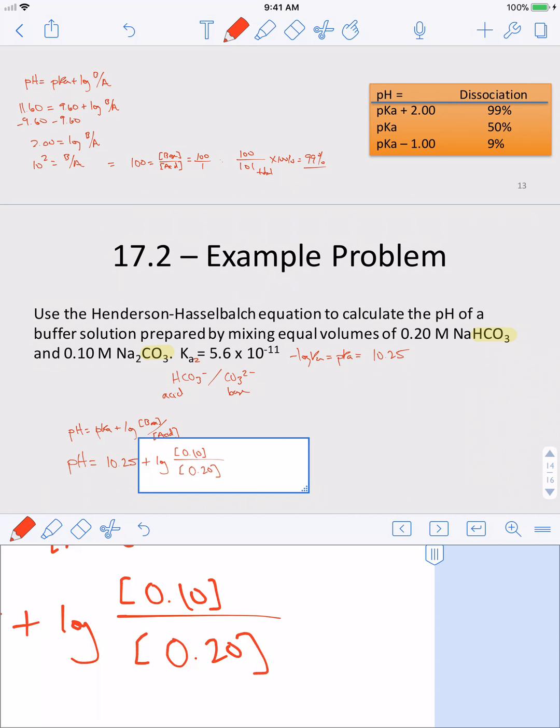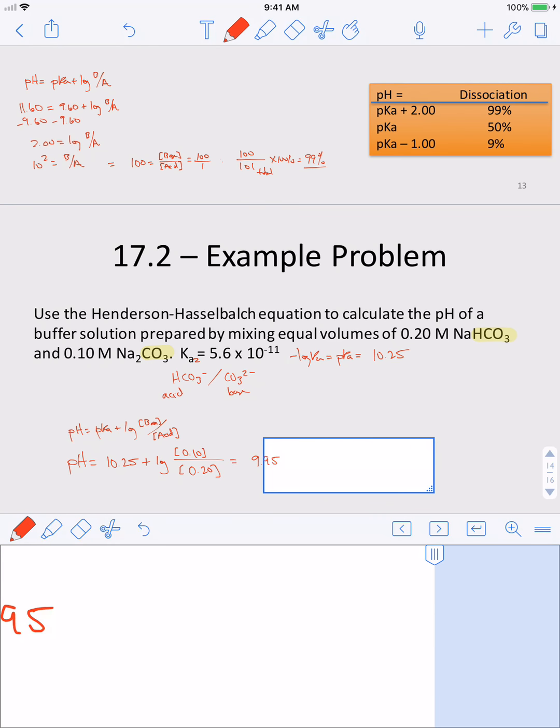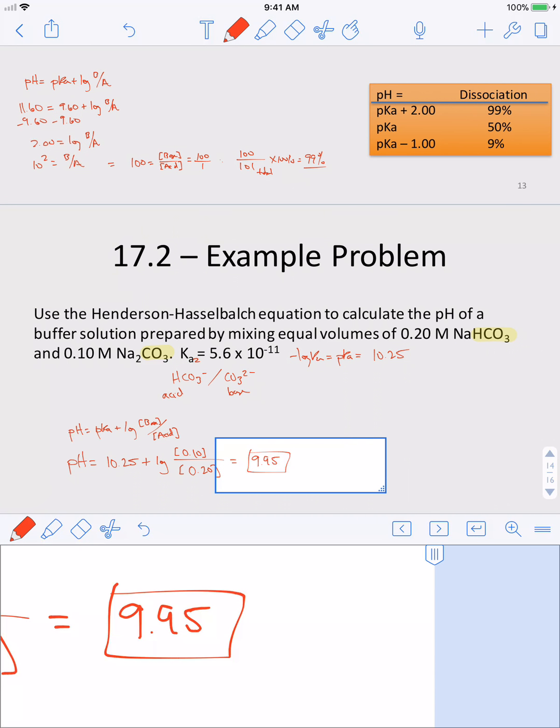If the pKa is 50-50, but we're not 50-50, then we should be more acidic. We have more acid than we have base. So we expect our pH to be below 10.25. When we calculate this with the correction factor in here, we end up with 9.95 for a pH. So it's lower than the pKa, which makes sense for us.